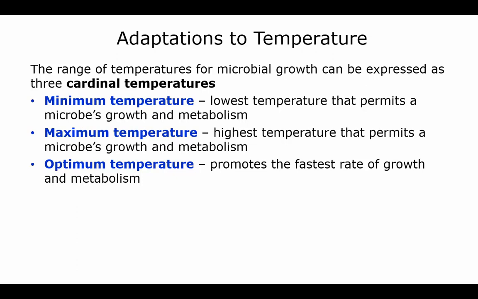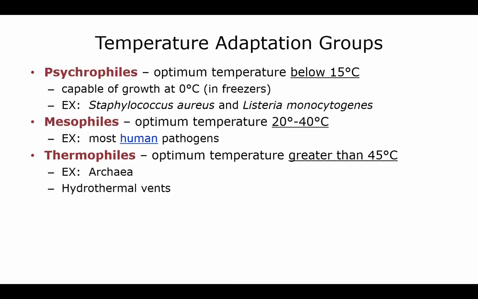Optimum temperature is a small range. It's intermediate between minimum temperature and maximum temperature, and it promotes the fastest growth and metabolism, the fastest rate of growth and metabolism. We have different temperature adaptation groups.